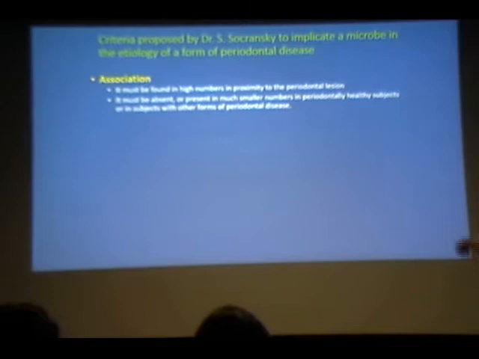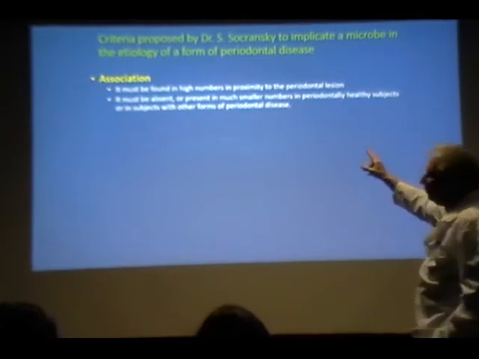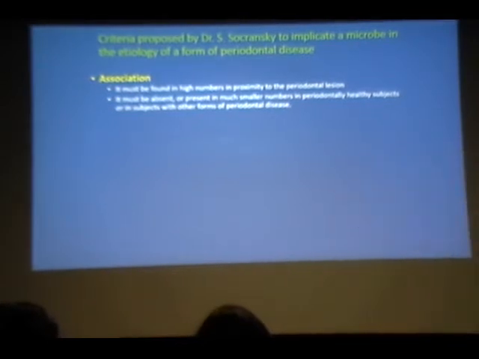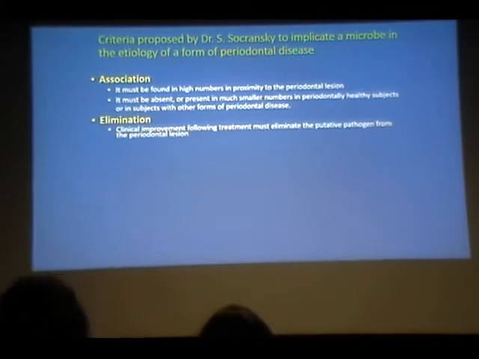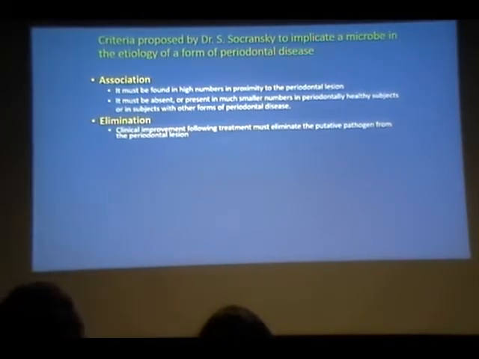And it has to be absent or present in far lower numbers after clinical intervention. Subjects, meaning after treatment, well, that's elimination. I'm sorry, I'm jumping, that's the last one. So it's got to be found in high numbers in the disease site, and it has to be absent or present in much smaller numbers in the healthy sites or in people without the disease. Elimination, that's where I'm getting at. Clinical improvement following treatment has to eliminate the putative pathogen from the periodontal lesion.